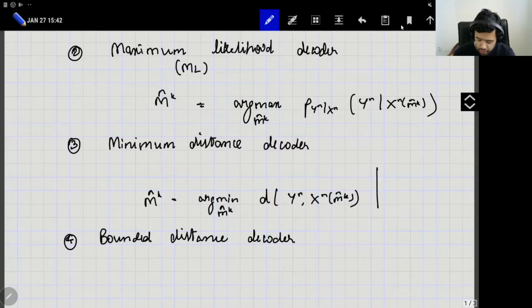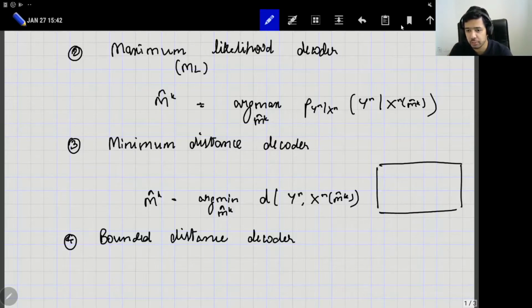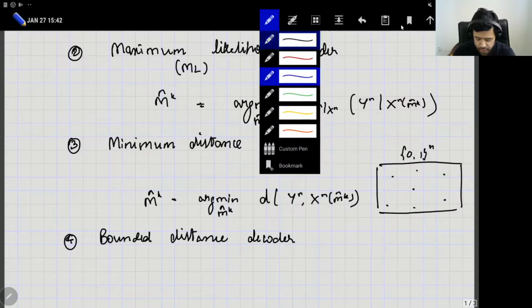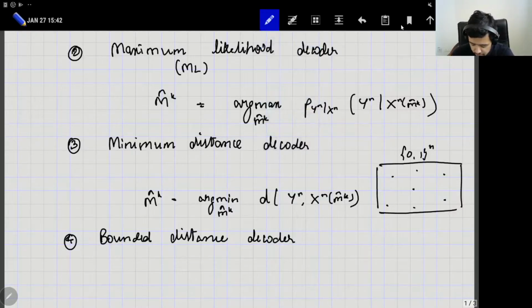So one way to view this is the following. Suppose, of course, I'm drawing a rectangle, but consider this to be the space of all possible received sequences and the space of all possible code words. Now, when we are talking about the binary symmetric channel, then this space is basically 0, 1 to the n, the set of all possible binary sequences. Some of these are code words, and any of these code words might have been transmitted. You receive a particular sequence. Let us say that this particular sequence has been received.